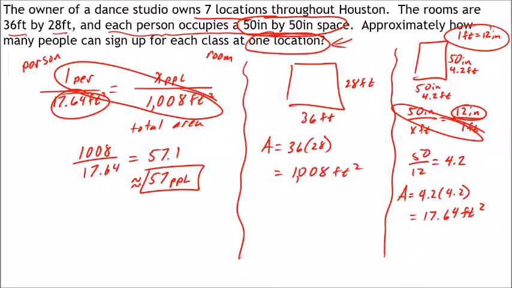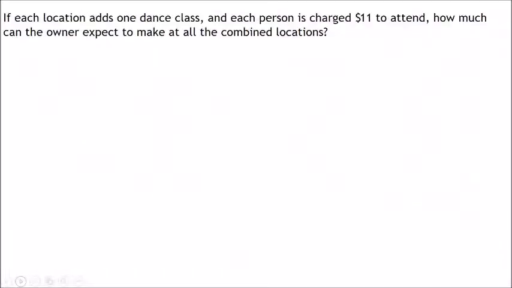Okay, now this problem's not done yet. We got one more part to it. It says if each location adds one dance class. So at the present, they don't have any. So if they each add one, each one of the locations will now have one dance class. Okay. Each person is charged $11 to attend. How much can the owner expect to make at all the combined locations?